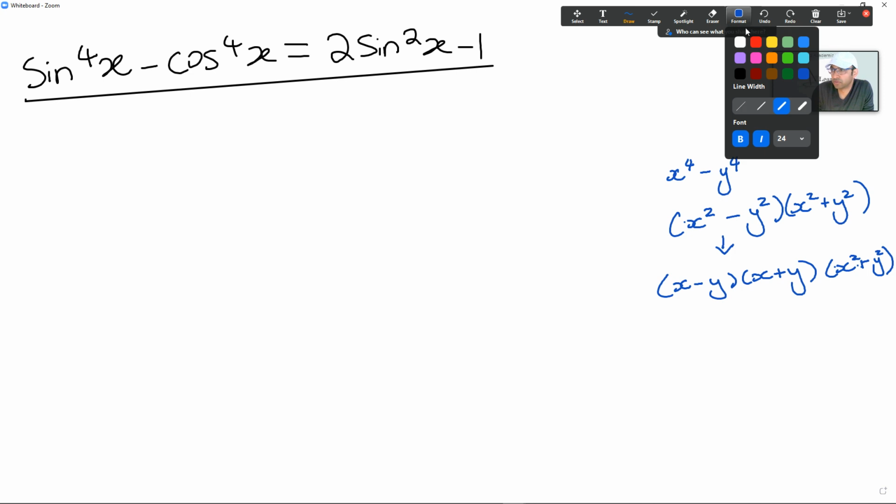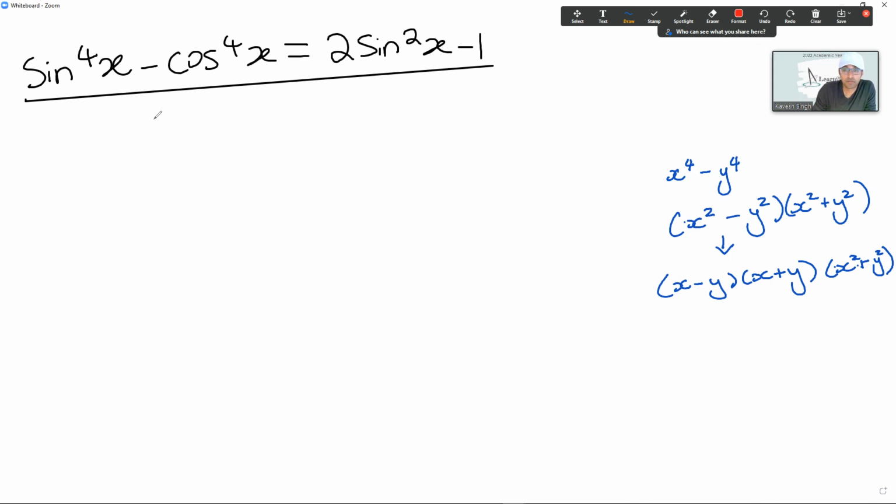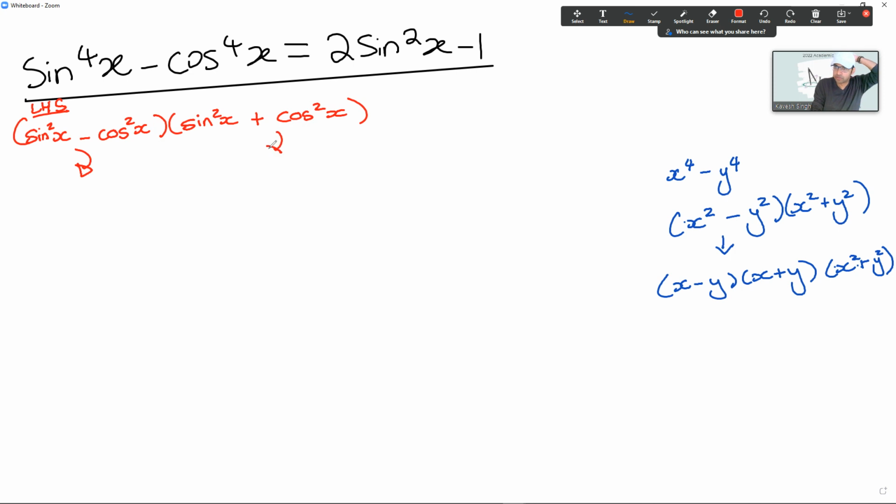Looking at this trig equation now, we're going to take exactly that, and I've got sine squared x minus cos squared x times sine squared x plus cos squared x coming from the left hand side. Alright, so that's your left hand side. Then I could factorize this even further if I need to, but we know that this, by the way, is equal to 1: sine squared plus cos squared. So we can replace the second bracket with 1.